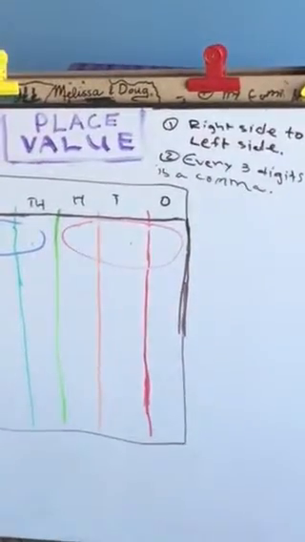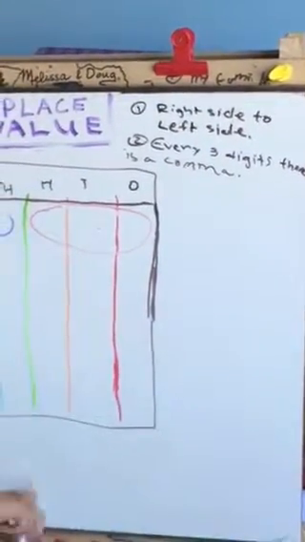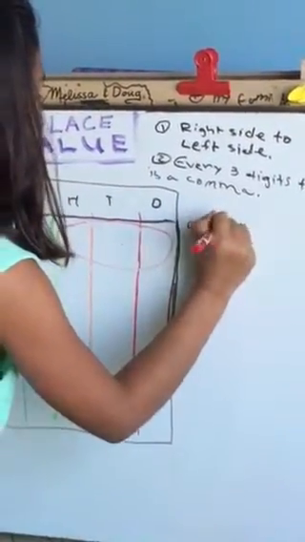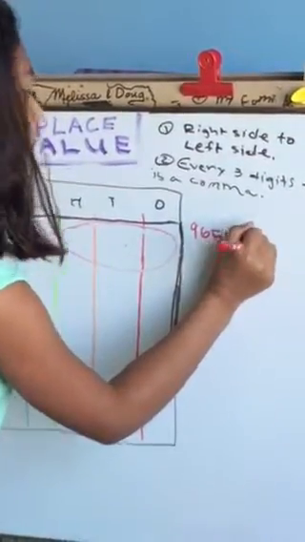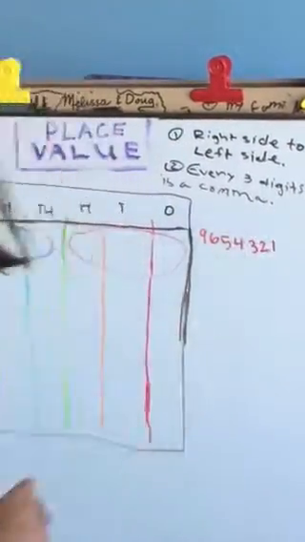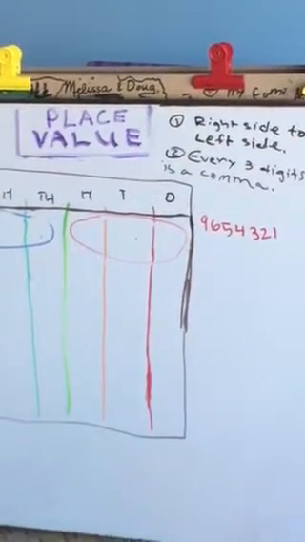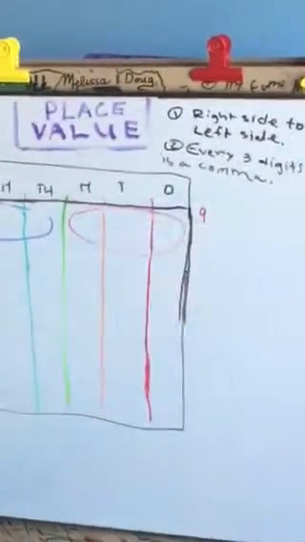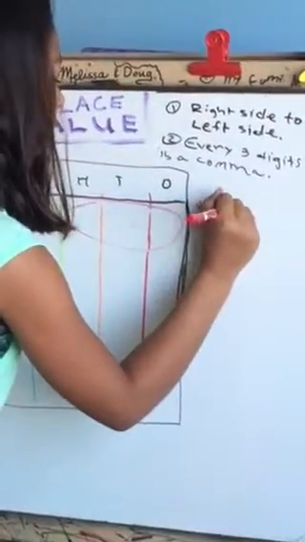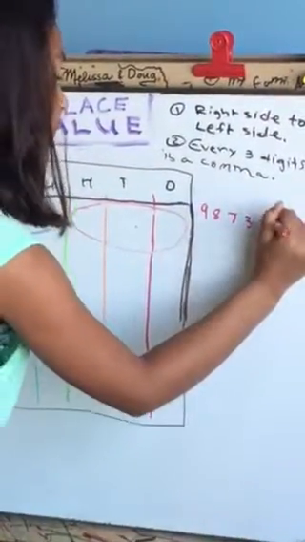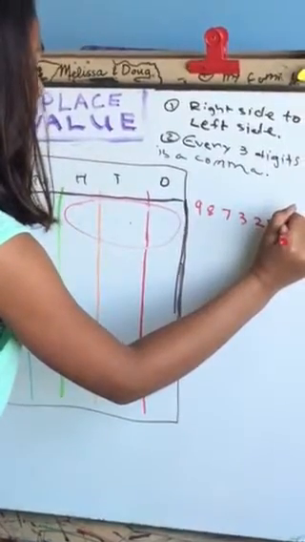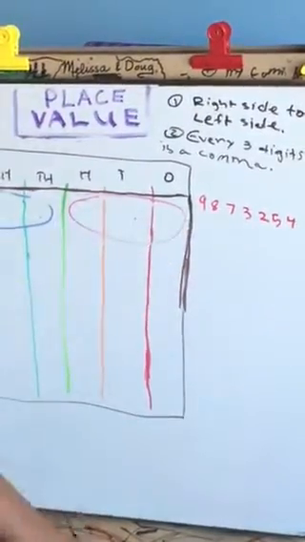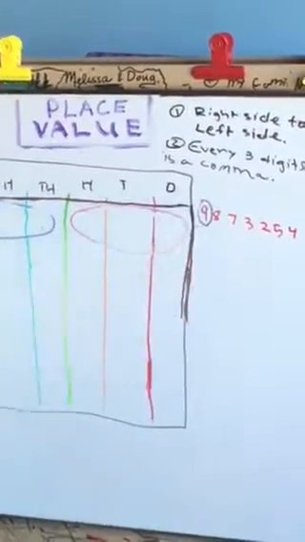And now we're going to do something else. I'm going to write a number, and you are going to tell me the place value. So let's say I'm just going to write 9, 6, 5, 4, 3, 2, 1. Let's just do that actually. Yeah, let's do that. So, I'm going to change this number because we just had a similar number. I'm going to do 9, 8, 7, 3, 2, 5, 4. Yeah, that's a good number. Now, what is the place value of this 9? I'm going to circle the 9. What is the place value of this 9?